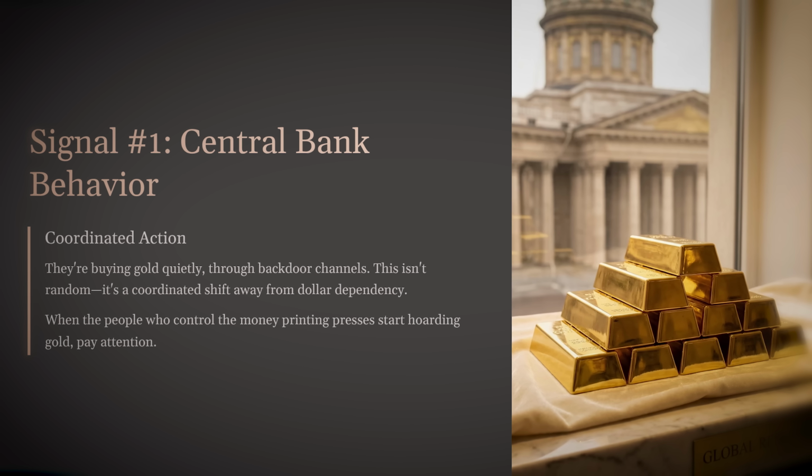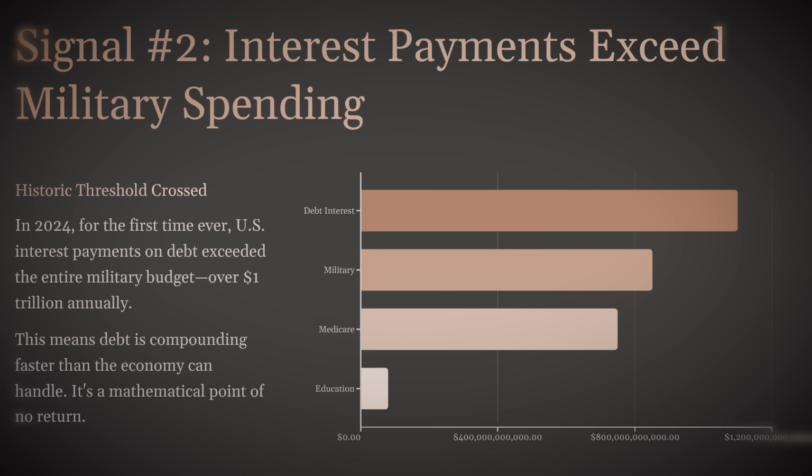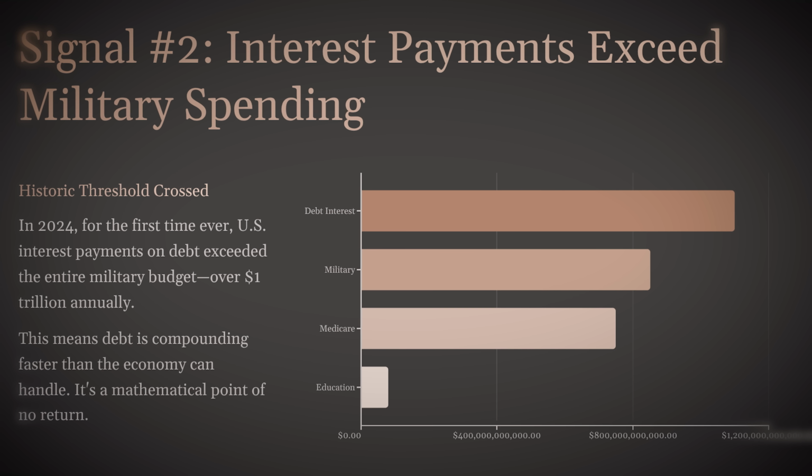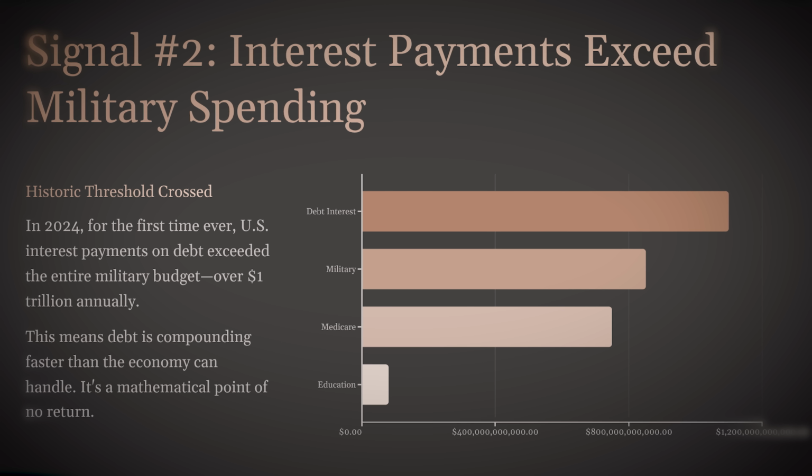Backdoor stuff, right? Signal number two, interest payments exceeding all the key items in the government budget. So exceeding the military budget in the US, that's kind of a red flag, right? So it means that debt is starting to compound faster than the economy can actually handle. We crossed that threshold in 2024. As I'm recording this, we're 2 years into it.